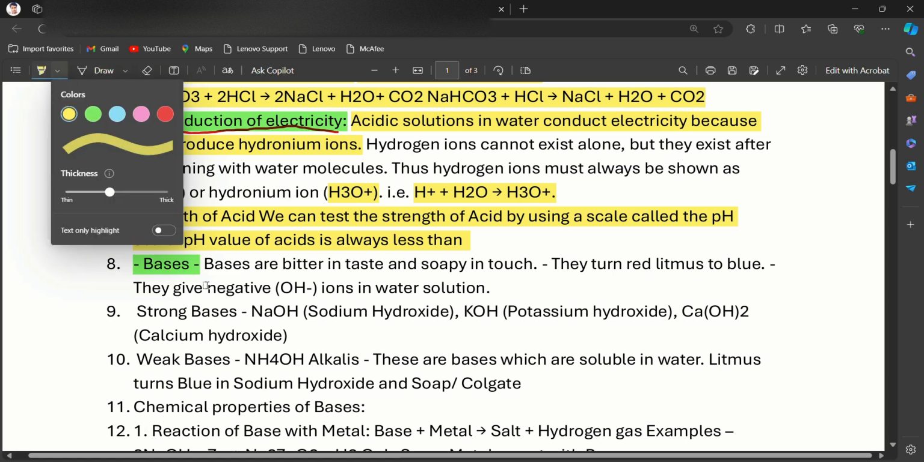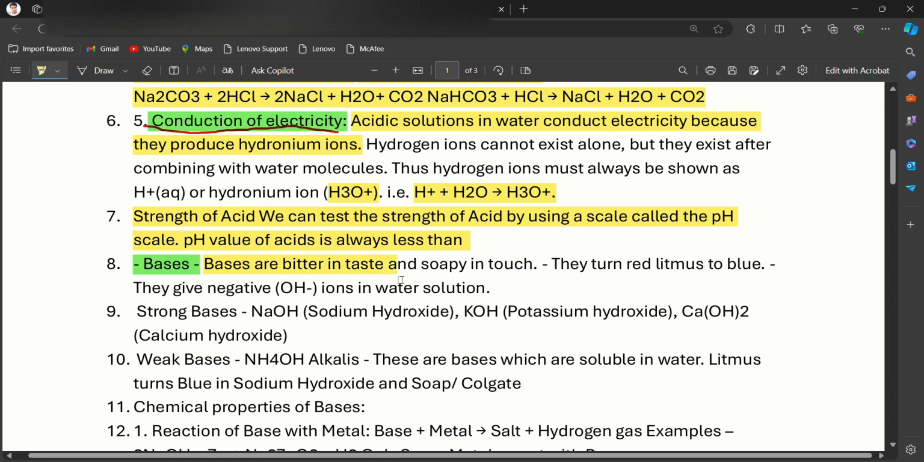What are bases? So we further talk about taste. Bases are bitter in taste and soapy in touch. This is a physical property. What they look like or what they taste, this is a physical property. Okay, they turn red litmus. This is a chemical property.